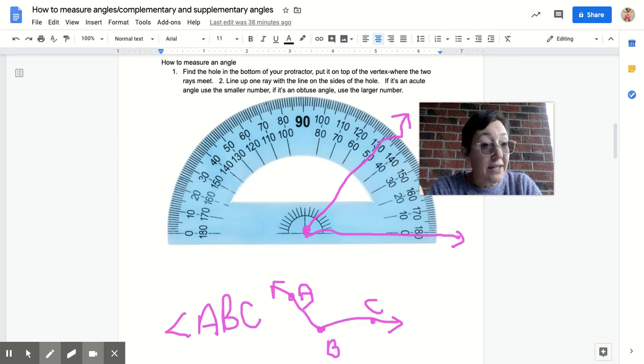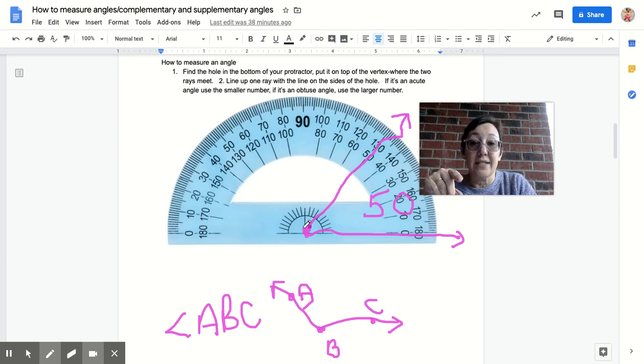That's exactly right. But this angle, if I look at it, I realize it's an acute angle. It's small. It's really cute. So this has got to be 50 degrees. This measures 50 degrees. It cannot measure 130 because it's a small angle. It's not obtuse. It's not lounging in the chair.